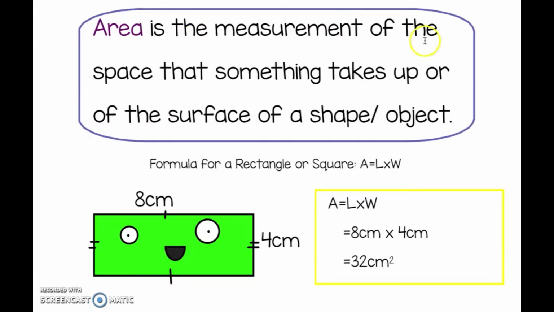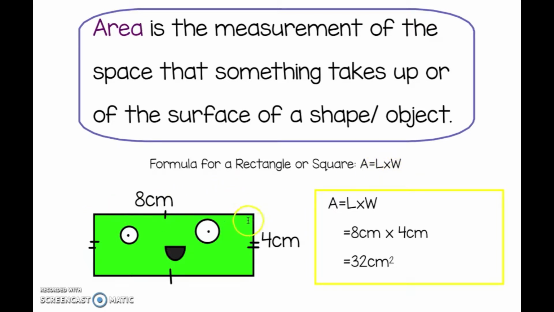So area is the measurement of the space that something takes up, or of the surface of a shape or object. So in this case, my shape is a rectangle. Again, I've used the same measurements. This time I used green. So the formula for a rectangle or square is area equals length times width. So that's really simple for us.